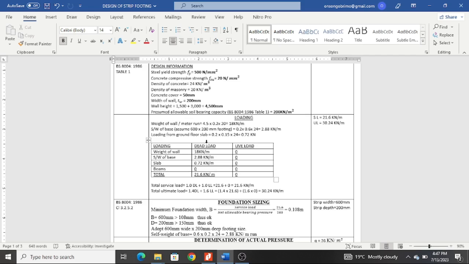This will enable distribution of the moments and ease to work with. So once you do the self weight of the base, we have assumed these dimensions. You multiply them and multiply by 1 because we are doing this per meter run. It will give you the volume, and then you multiply by the density of concrete to get 2.88 kilonewtons per meter run. And then you have loading from the ground floor slab.